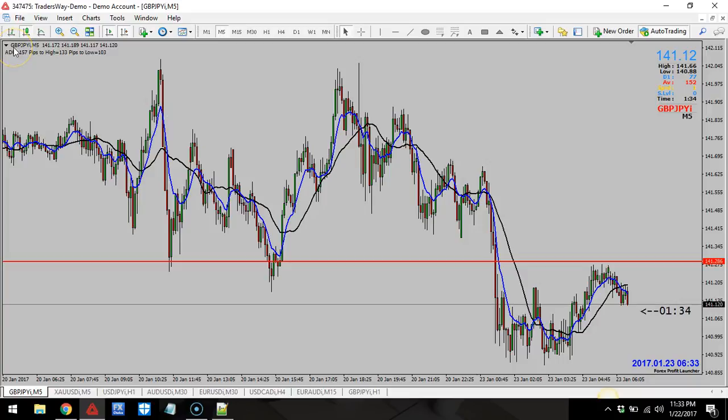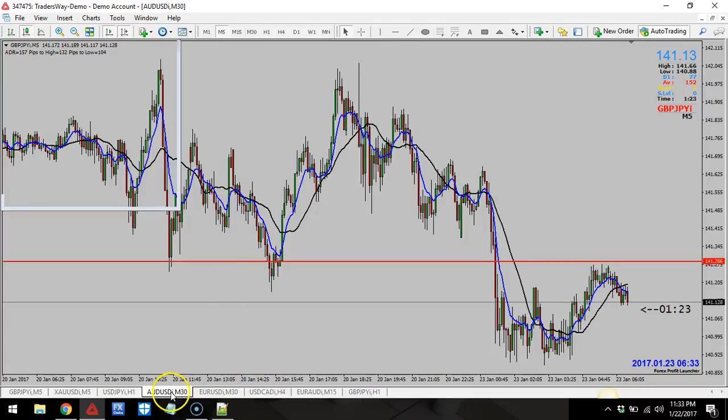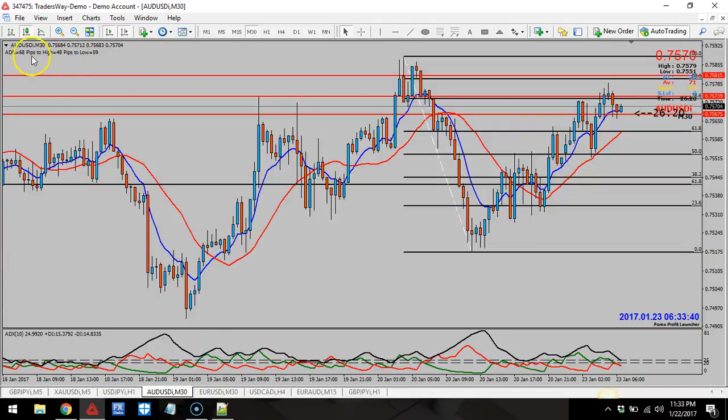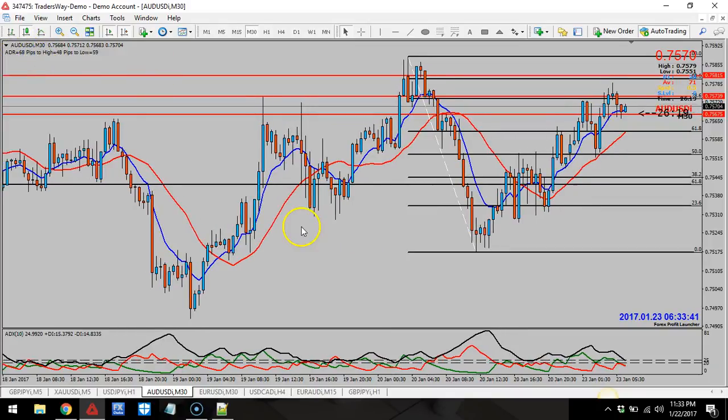Like this pair right here, GBP/JPY, which is the Great Britain pound versus Japanese yen, on a daily average moves 157 pips. But unlike this pair right here, AUD/USD, which is the Australian dollar versus US dollar, only moves 58 pips a day. And that's just daily.